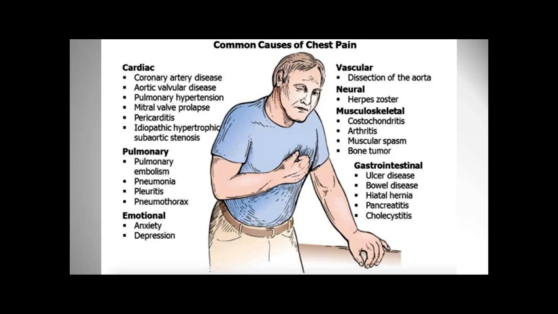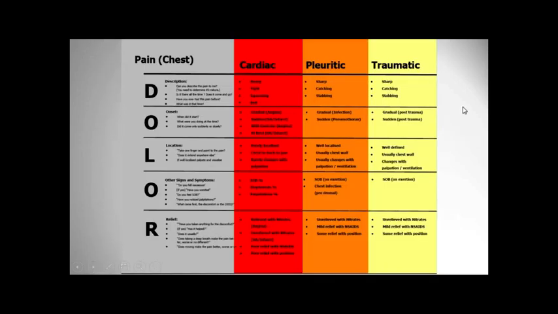Costochondritis, arthritis, muscle spasm, bone tumors as well, and some gastrointestinal conditions like ulcers, bowel diseases, hiatal hernia, pancreatitis, cholecystitis can also produce pain that radiates to the chest, or pain that the patient thinks originates in the chest. Gastritis and ulcers sometimes tend to produce pain that is very difficult to differentiate from cardiac pain. Gastroesophageal reflux disease as well. Well, this has very small letters, but you can look at this later at home.